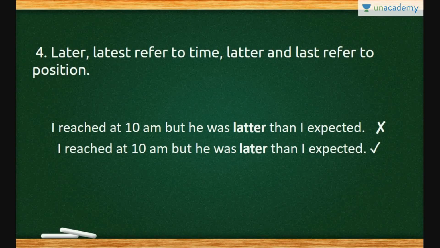Now, the next rule is later, latest refer to time, whereas latter and last refer to position. Now, you must have seen in a few sentences that they talk about the former and the latter. Now, latter means position. When in a sentence you're referring to two things, when you say latter, it refers to the second thing. Now let's look at the examples. I reached at 10 a.m. but he was later than I expected. Now this is not correct. It has to be later than I expected.